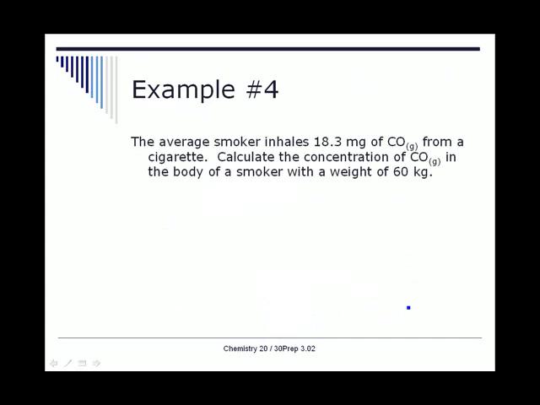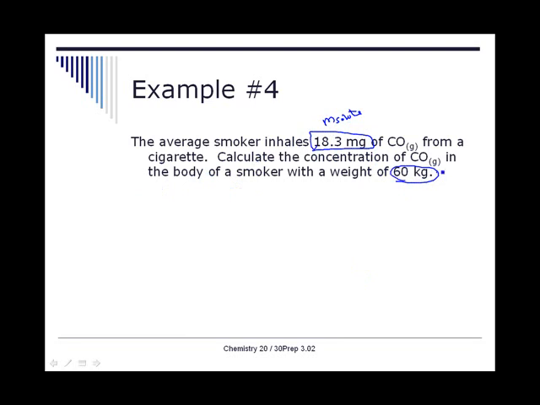So here we have cigarette smoke. The average smoker inhales 18.3 milligrams of carbon monoxide from one cigarette. Calculate the concentration of carbon monoxide in the body of a smoker with a weight of 60 kilograms. So when we're doing these questions, the first thing we want to do is make sure we get our numbers in the right units. It's 18.3 milligrams. This is going to be the mass of solute.